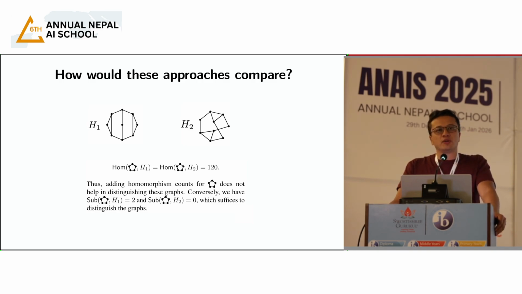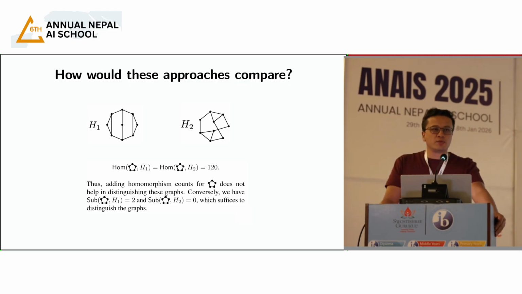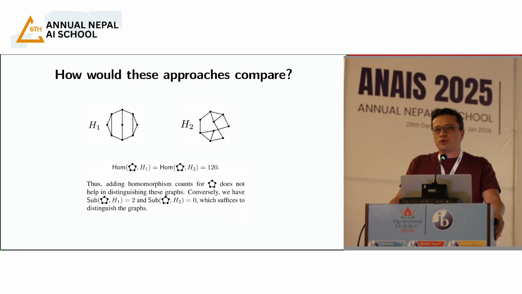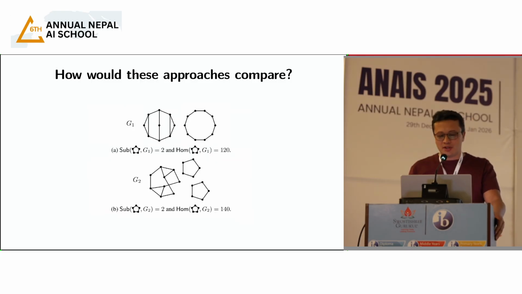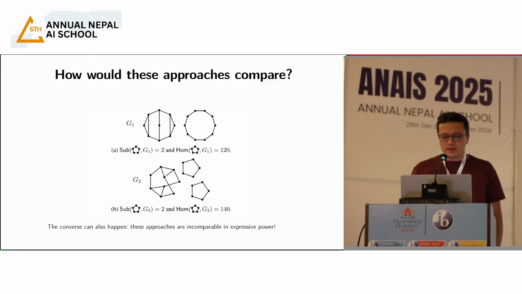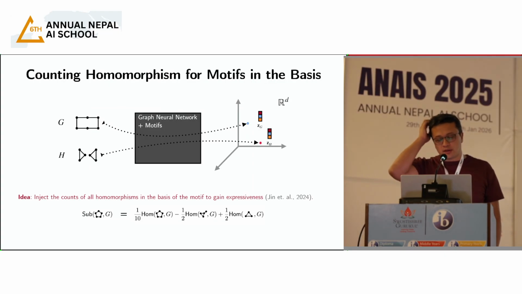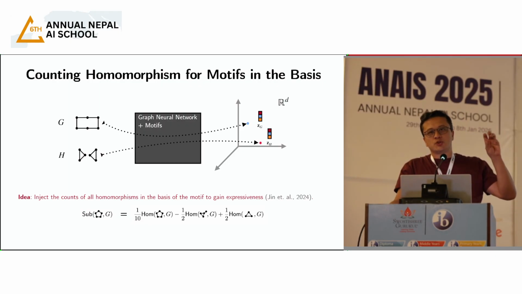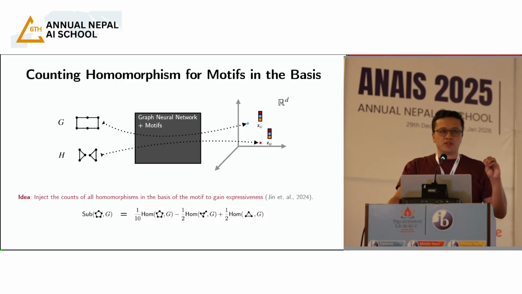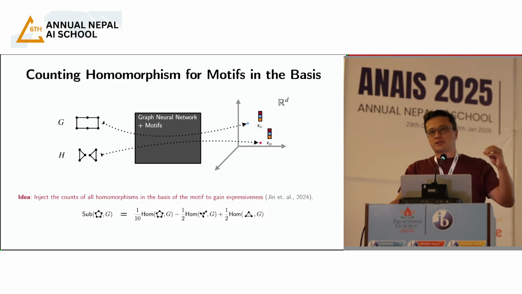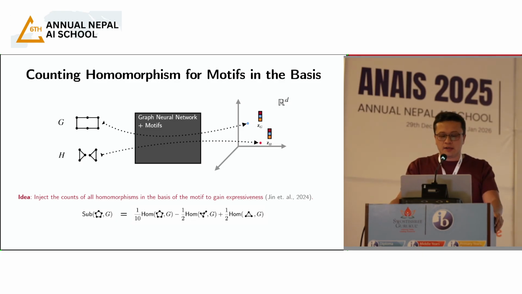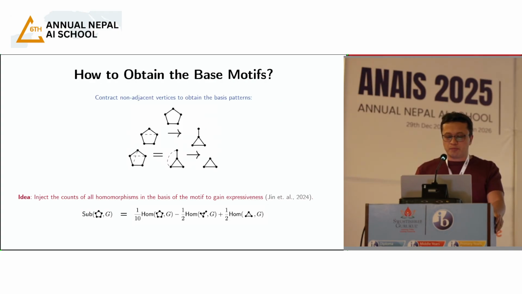We have examples that show that they are incomparable. So there are contexts where counting induced subgraphs gives you more, and there are contexts where counting the homomorphisms gives you more distinguishability power. So we have examples for both. And one recent work that we did actually showed that instead of counting homomorphisms naively, if we count certain basis motifs, the homomorphisms for basis motifs, we can actually become more expressive than both, right? So this was kind of an interesting finding, which is summarized here.